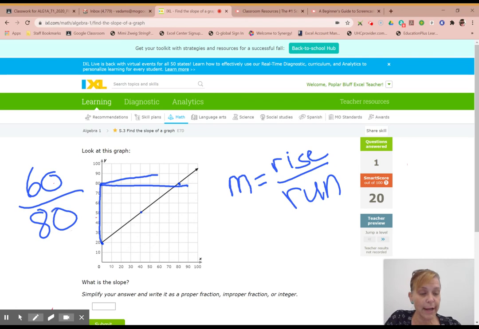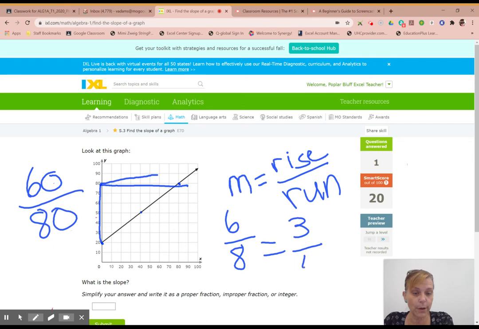Now, 60 over 80, what does that reduce to? We notice that 60 over 80 can reduce to 6 over 8, which can also reduce to 3 over 4. If you can't remember some of your fractions, I know not everybody likes fractions, you can put that into a calculator. A scientific calculator that does fractions can help you reduce that as well. So the slope of this graph is 3 over 4.